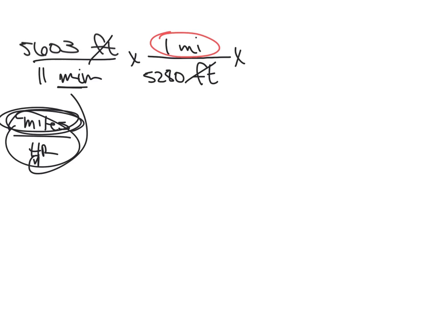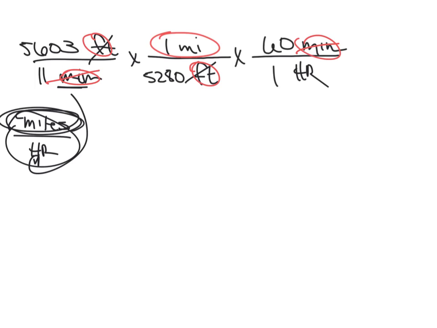So I make another times sign. Minutes is down here, so I'm going to put minutes up here. Do I know a comparison between minutes and hours? Yes, I know that there are 60 minutes in 1 hour. So again, I've got minutes on top, minutes on bottom, so I can cancel that with that. So far my feet and my minutes are all canceled, and what I have left are miles and hours. And not only that, but the miles is on the top like I want it, and the hours is on the bottom.